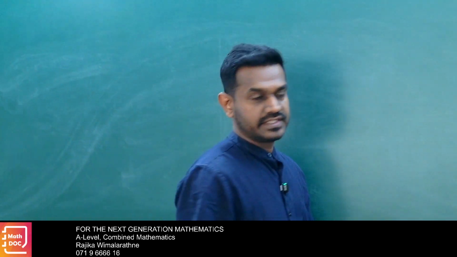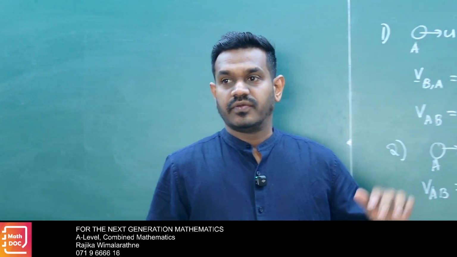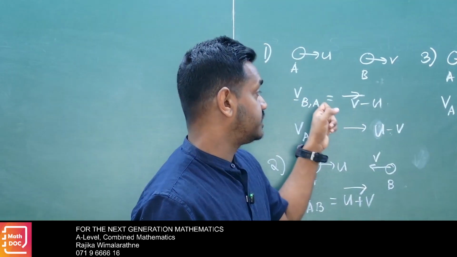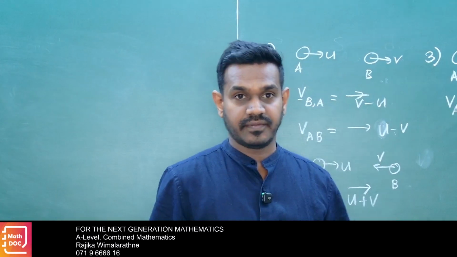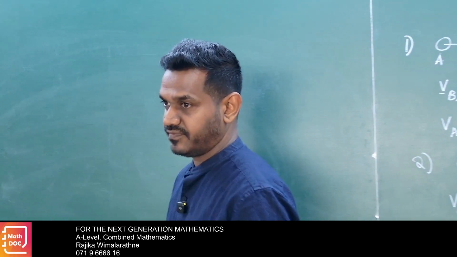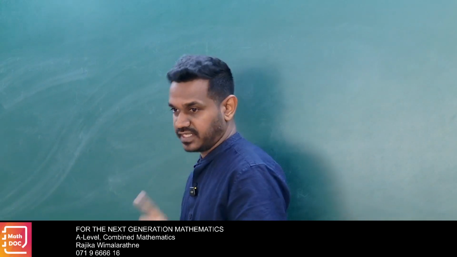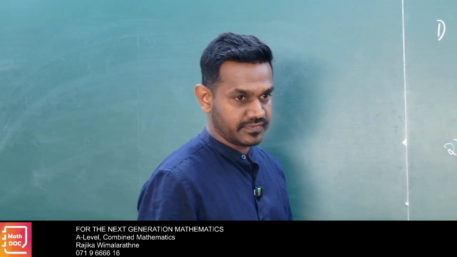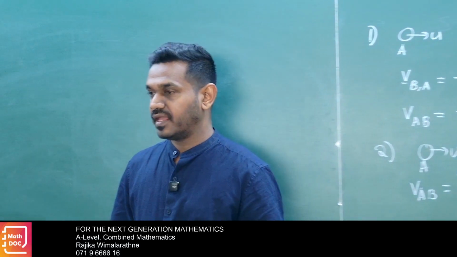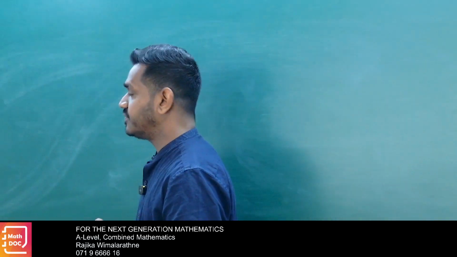Now, relative velocity is a very simple concept. The velocity of B with respect to A means we have to stop A. So we have a theorem called the relative velocity theorem. For displacement we have the relative displacement theorem, and for acceleration we have the relative acceleration theorem. But the concept is the same.